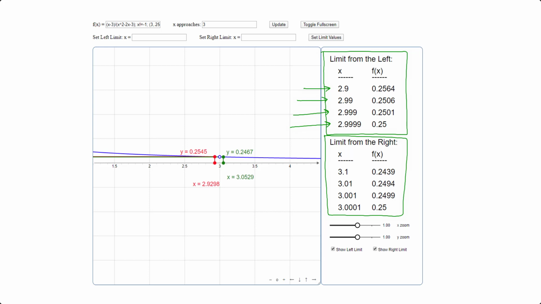So when x is 2.9999, I get right about 0.25. So I think my initial guess was correct here.